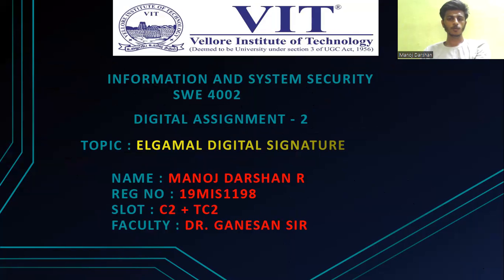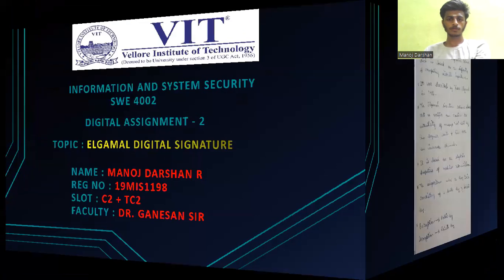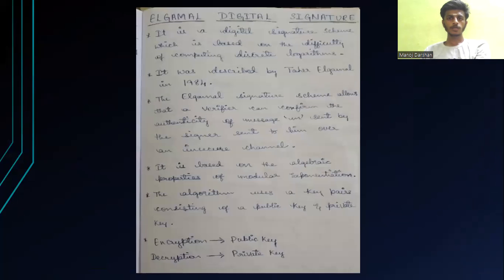Today I am going to explain about Elgamal digital signature. Moving to the topic, Elgamal digital signature is a digital signature scheme which is based on the difficulty of computing discrete logarithms. It was described by Taher Elgamal in the year 1984.